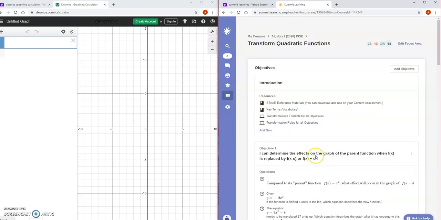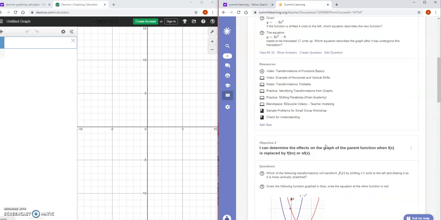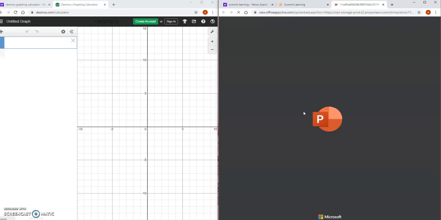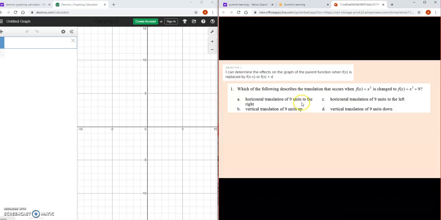Under this one, let's open up some examples. On this first example, for objective 1, it says, which of the following describes the translation that occurs when the parent function f of x is changed to f of x equals x squared plus 9? My suggestion here for you to know the transformation, since you are permitted to use your Desmos, is to just plug it in.